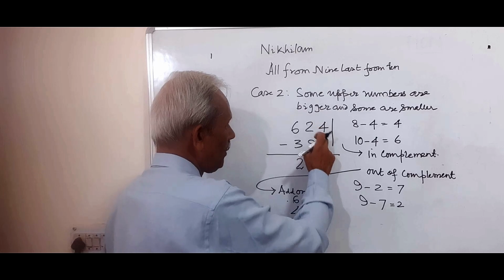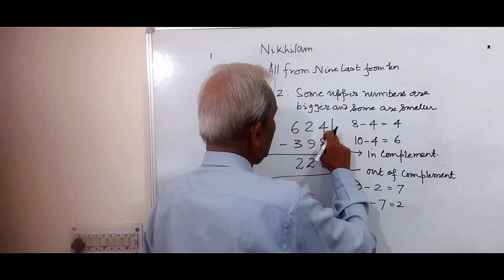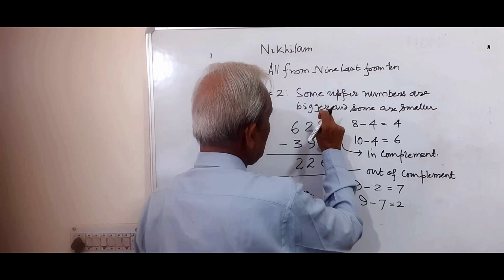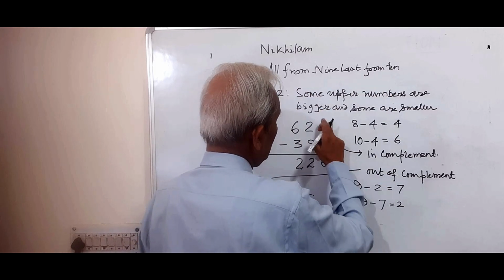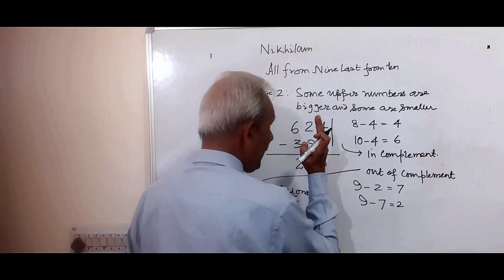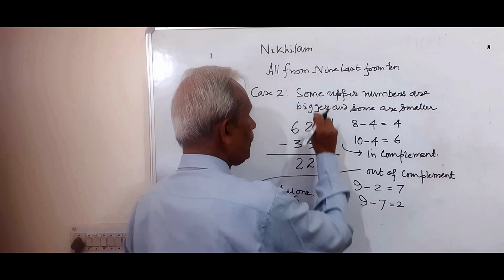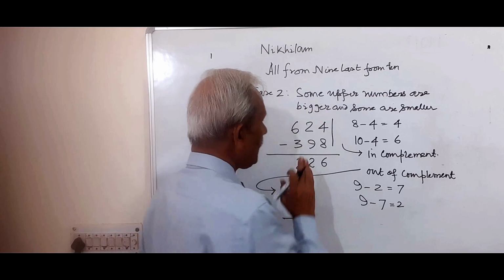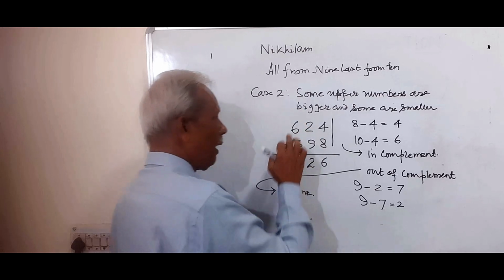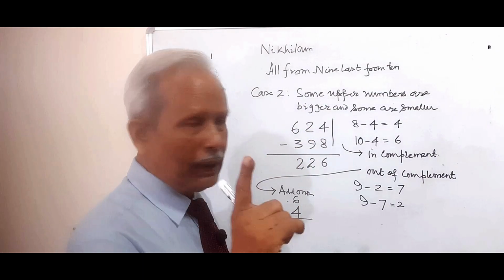The moment it is smaller, what you do is find the difference of these two, and then use the rule all from 9, last from 10. The first number is from 10, so 10 minus 4 is 6. The moment we are entering in complement, remember it, we have to reduce the first number from 10. Then again, we are still in complement because the upper number is smaller. As long as the upper number is smaller, we are in complement.